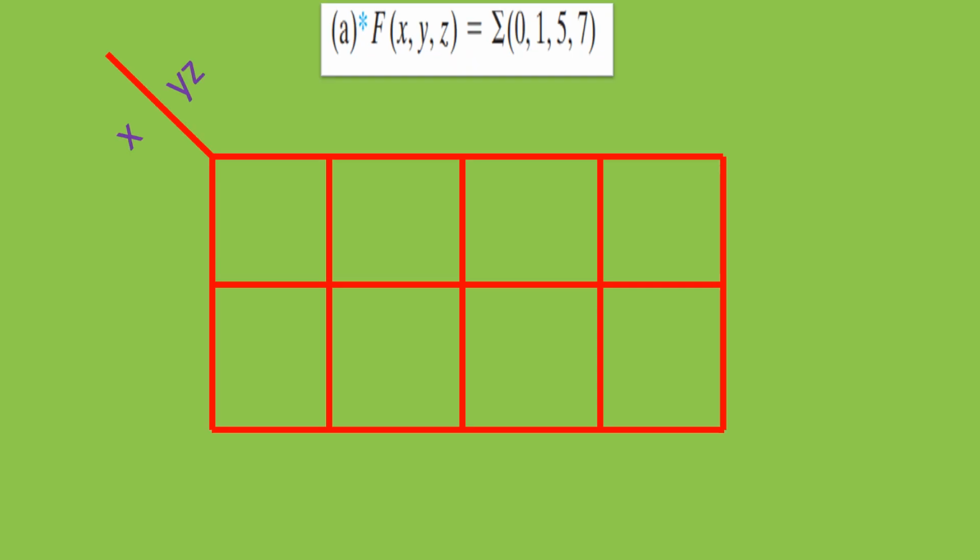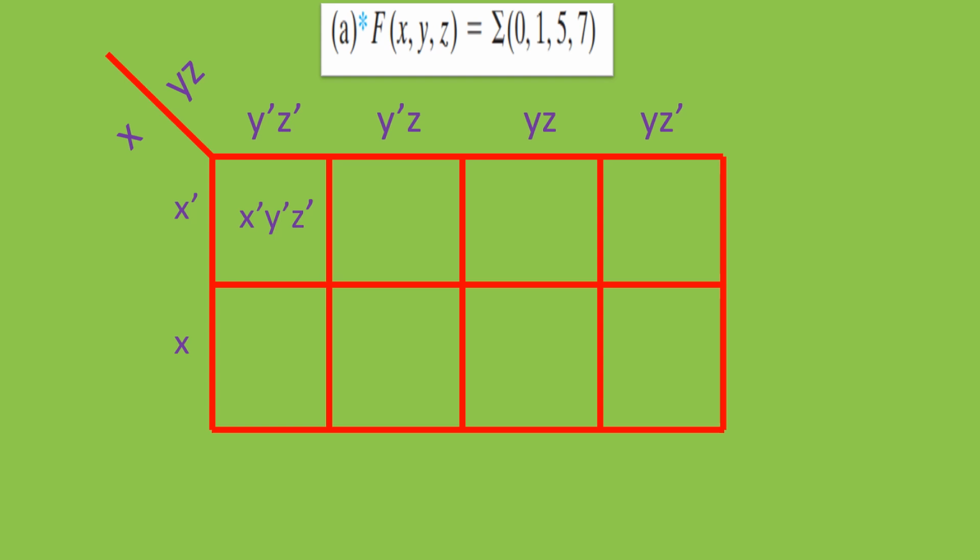And the variables are x, y and z. Row wise it represents the literals x dash and x, and column wise y dash z dash for the first column, y dash z for the second column, y z for the third column, and y z dash for the fourth column. So in the first row, first column, that is the first cell, that represents the minterm x dash, y dash, z dash.